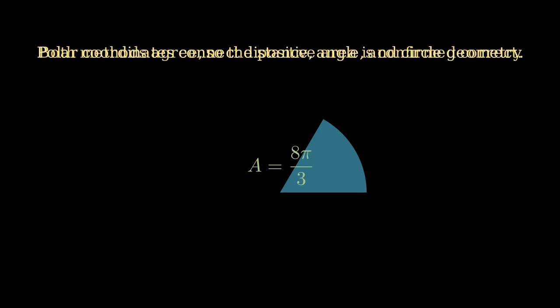This shows how polar coordinates let us describe points and regions using distance and angle, and how the wedge area formula connects neatly back to familiar circle geometry.